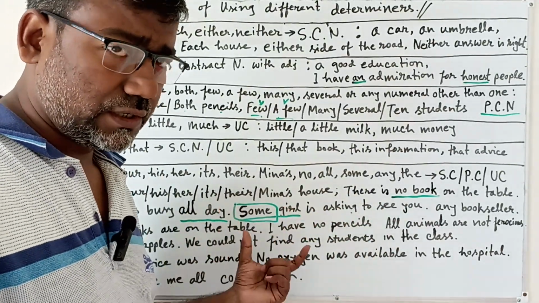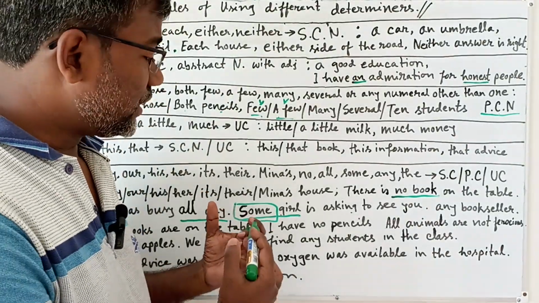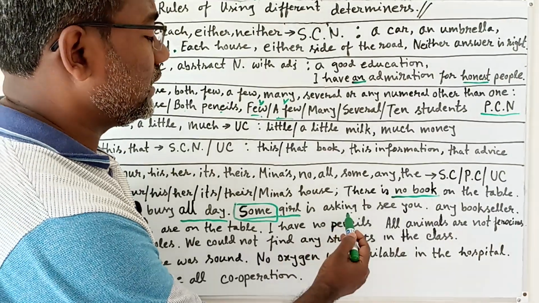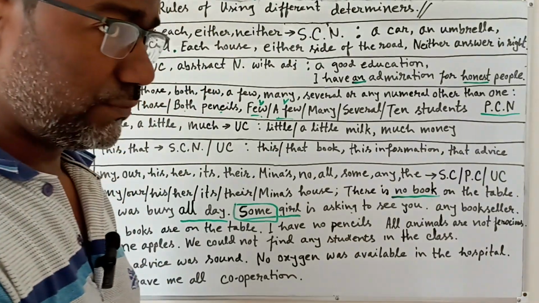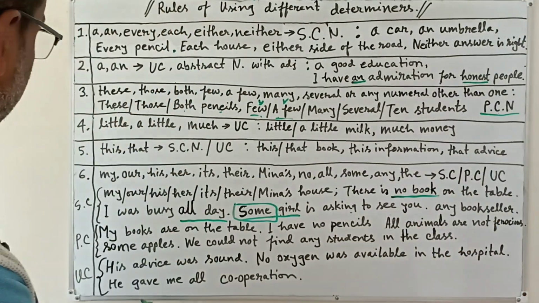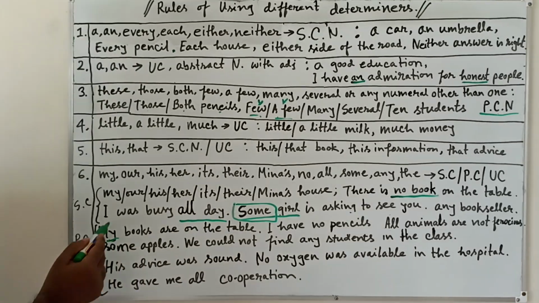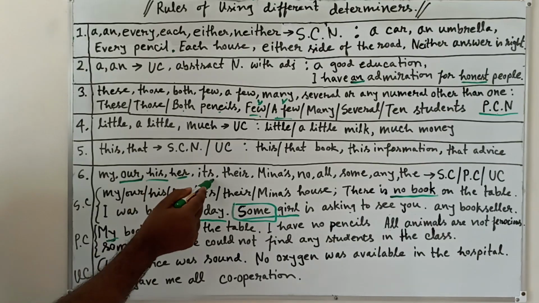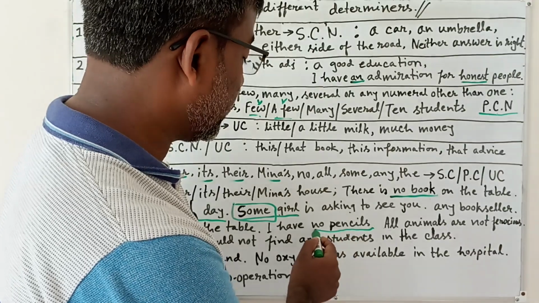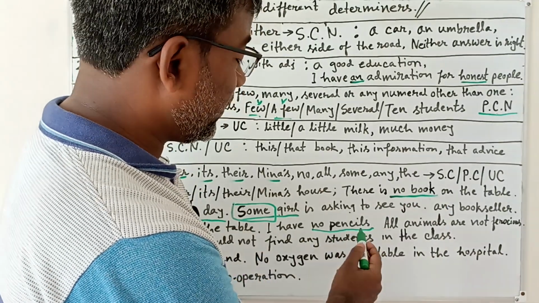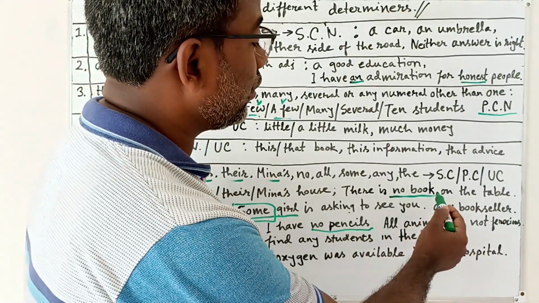That means a girl who is not familiar to me, who is unknown to me. So an unknown girl is asking to see you. Any bookseller, you can buy this book from any bookseller. Next example: my books are on the table. So instead of my, you can use our, his, her, its, their, means any possessive. I have no pencils. Here no pencils. Here no book. So you may use no pencil or no pencils. No book or no books.